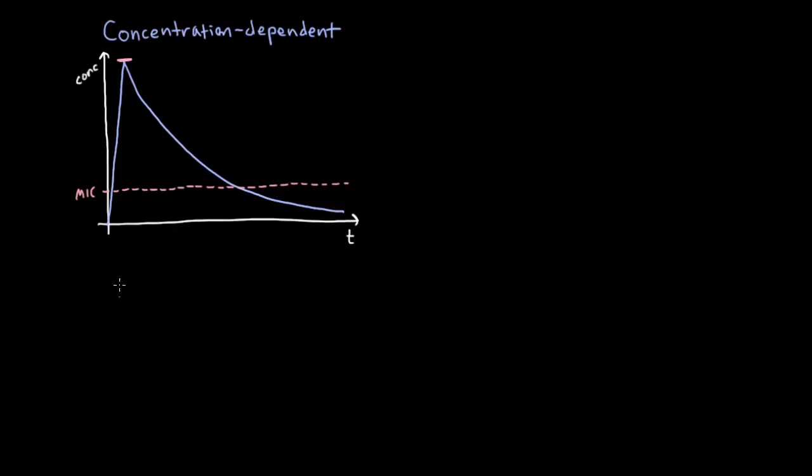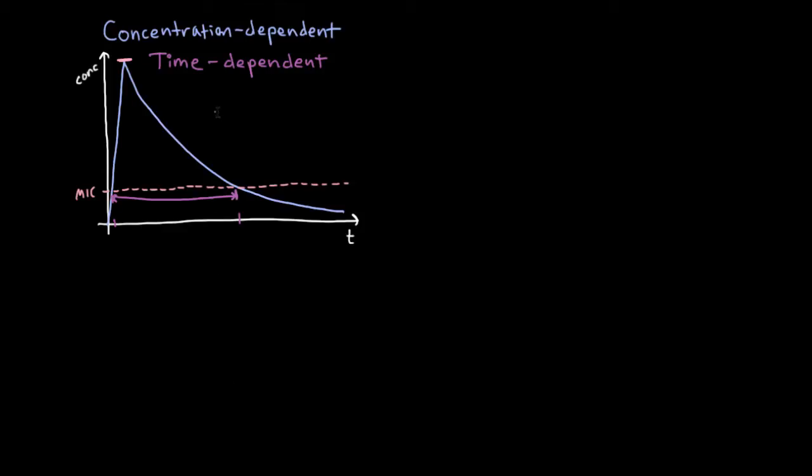Now the alternative to concentration dependent is something called time dependent. And for time dependent antibiotics, what we care about is not the peak level, but rather how much time the concentration spent over the MIC. And in this case, that's denoted by this time segment here. An example of a time-dependent antibiotic would be a beta-lactam like penicillin.